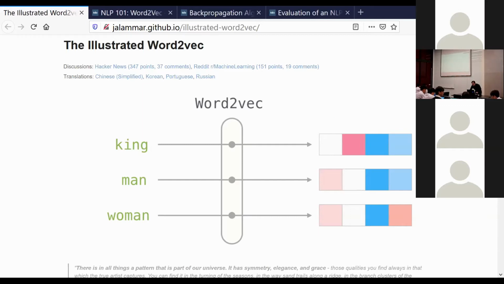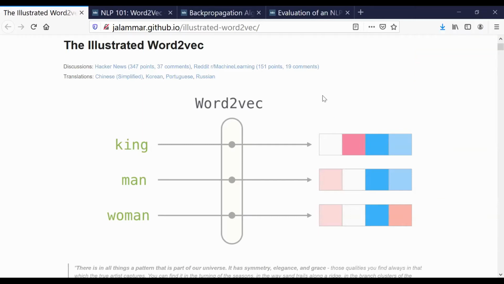I like this one a lot because of the graphic it has, but it's kind of presenting the story backward from the way the algorithm works. So I'm not going to be following the narrative of the blog, but I'll be using the graphics. So this is basically the job.